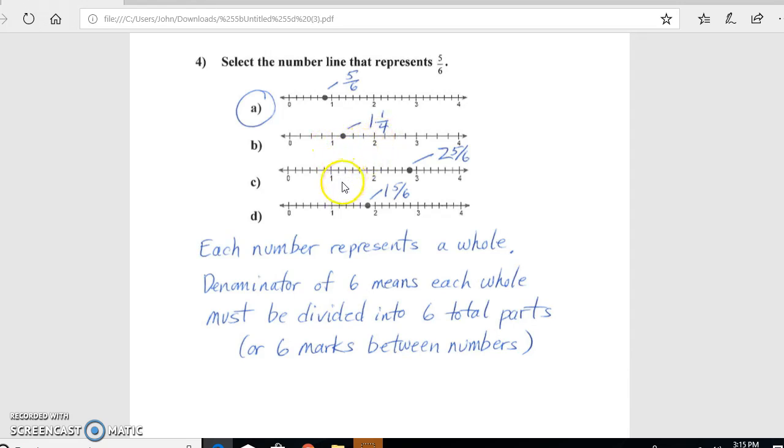And then on letter C we have 1, 2, and then we have 5 more out of 6 parts for the whole. And so this dot here represents 2 wholes and 5/6. On letter D we have 1 whole, and then we have 5 parts out of 6. So this dot represents 1 and 5/6.